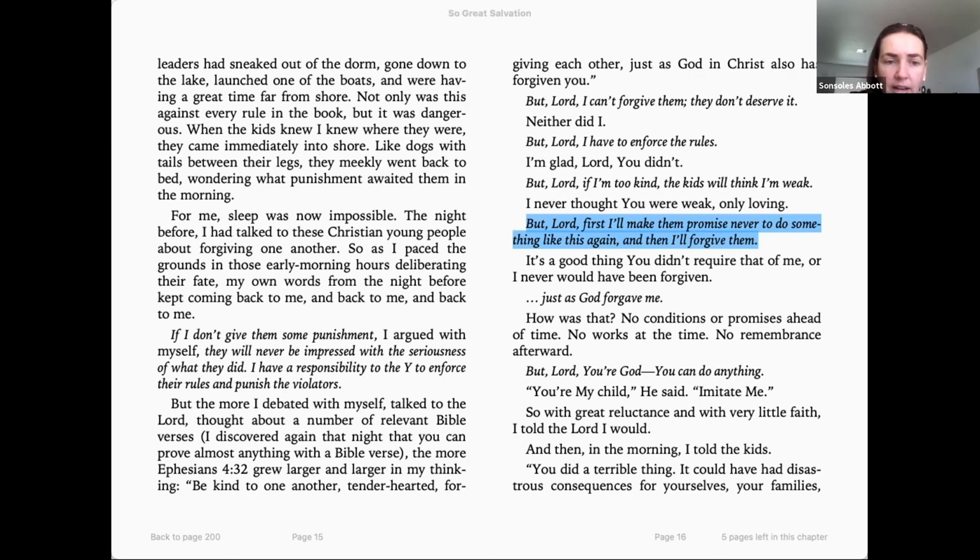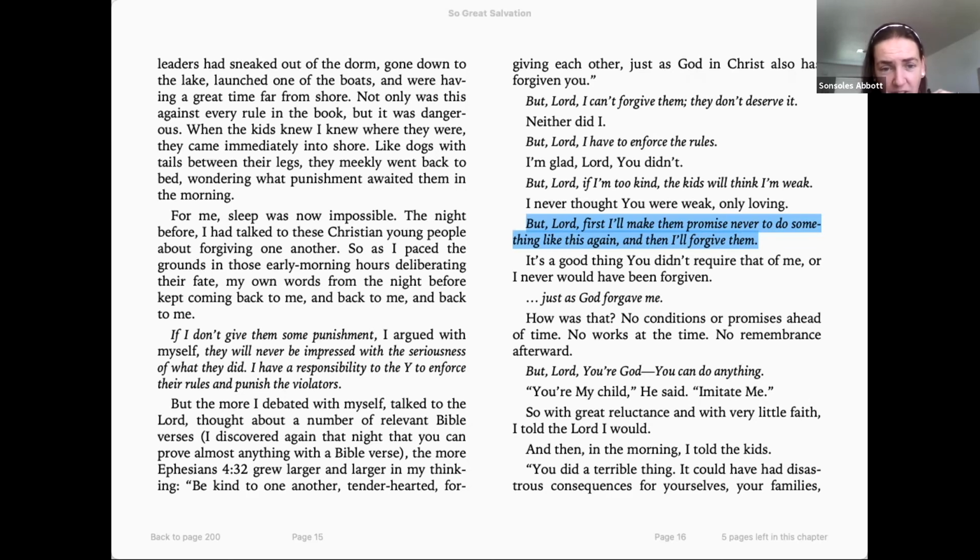But Lord, I can't forgive them. They don't deserve it. Neither did I. But Lord, I have to enforce the rules. I'm glad, Lord, you didn't. But Lord, if I am too kind, the kids will think I'm weak. I never thought you were weak, only loving. But Lord, first I will make them promise never to do something like this again, and then I will forgive them. That is a good thing you didn't require that of me, or I never would have been forgiven. Just as God forgave me.